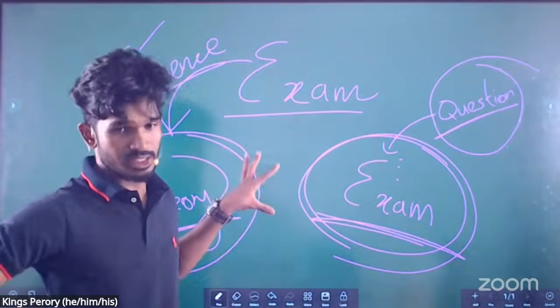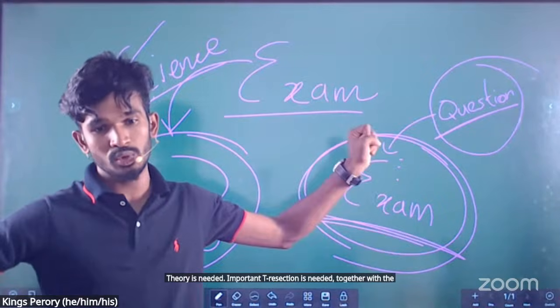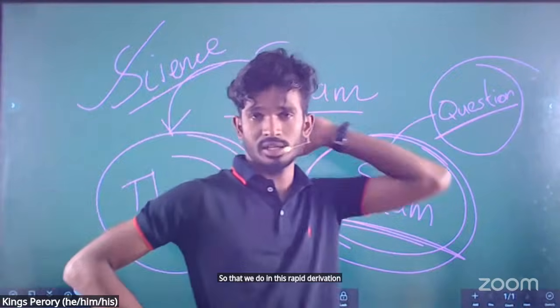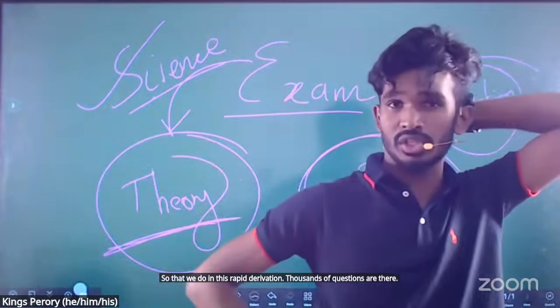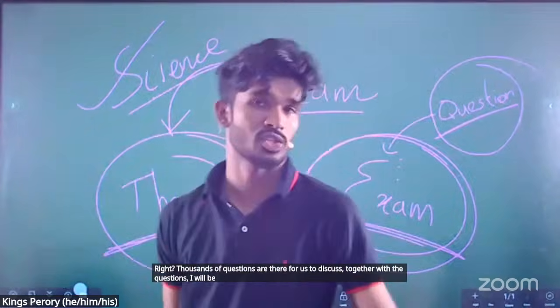Theory is needed. The important theory section is needed, and together with it you need question practice. That is what we do in this rapid revision. Thousands of questions are there for us to discuss, and together with the questions, I will be covering some theory sections as well.